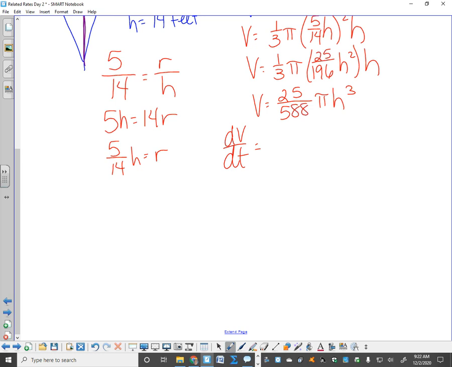Let's see, bring a 3 down, that'd be a 75, but it does reduce. 588 will reduce with the 3 that I bring down. That gives me 25 over 196. So I'm bringing the 3 down, but the 3 reduces with the 588 to give me 196. So instead of writing 75 over 588, I'm going to go ahead and reduce because it makes life simpler. And on a problem like this, we want as simple as we can get. All right, I was told that dV/dt was -2.